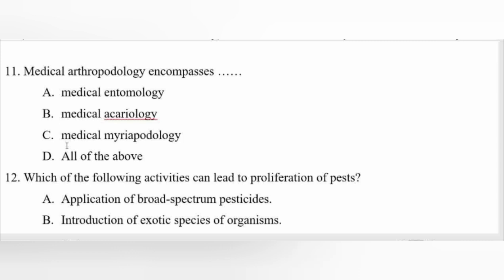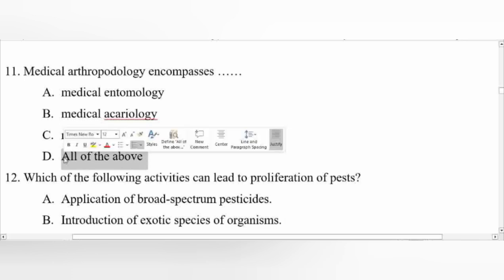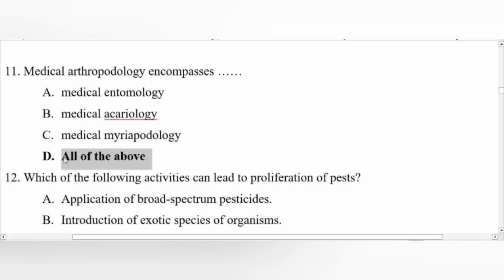Then medical archaeology, this one too is also part. The major groups of arthropods include arachnids, and then option C, medical myriapodology. This one too is true. So it means that medical anthropology encompasses all of the above. You should choose all of the above.